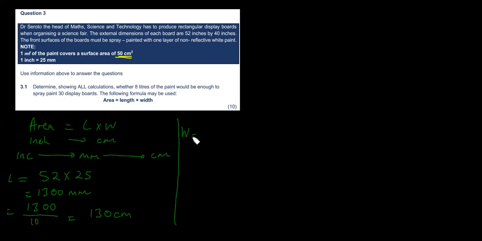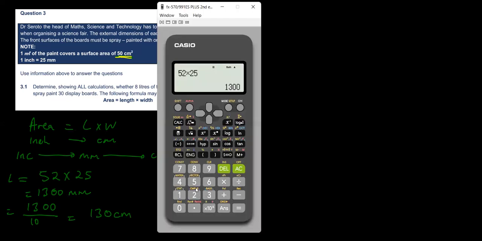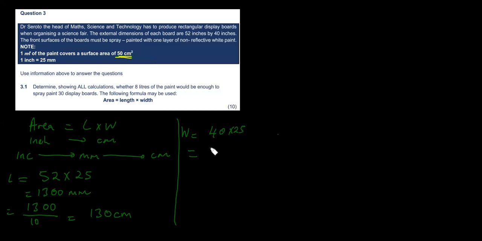Let's look at the width. Width is equal to 40 times 25. Then what do we get here? 40 times 25, we get 1,000. So it's going to be 1,000 millimeters. Then from millimeters to centimeters, 1,000 divided by 10, we get 100 centimeters. So now we have our length is 130 and our width is 100.